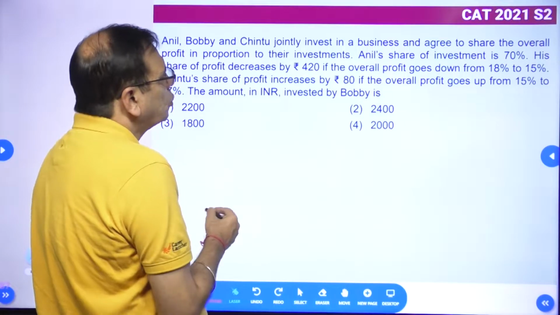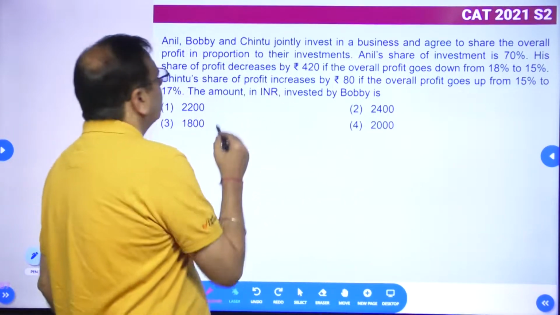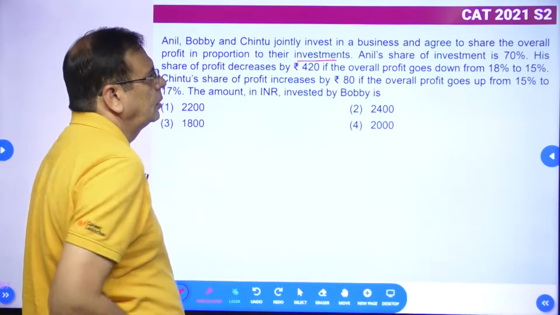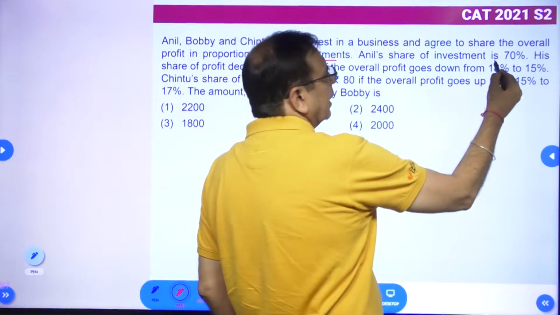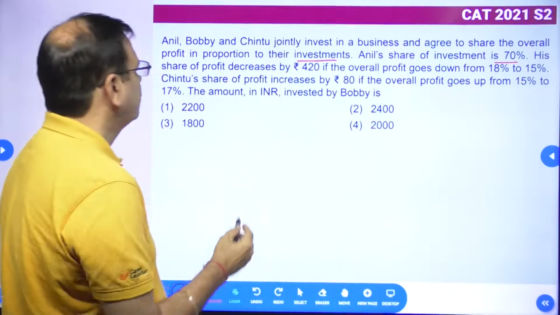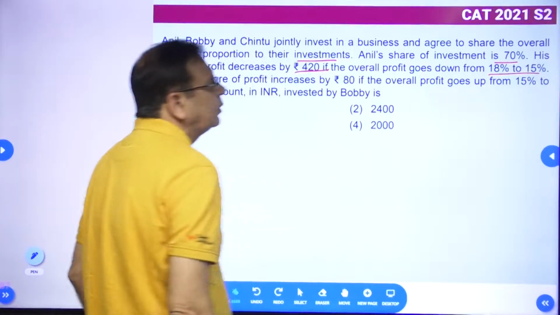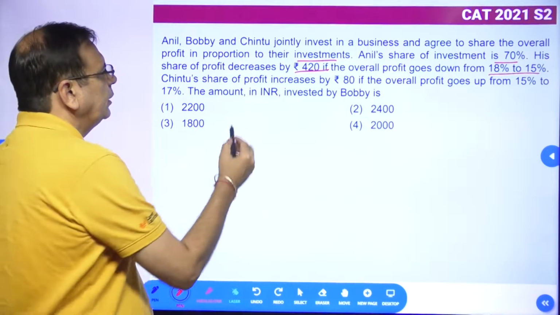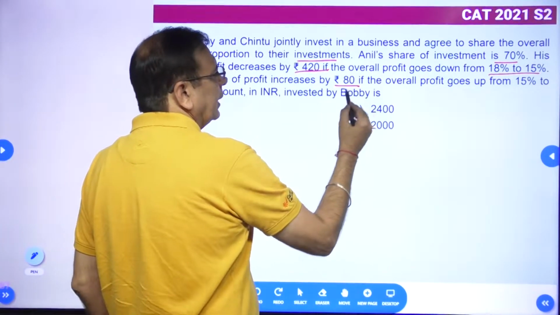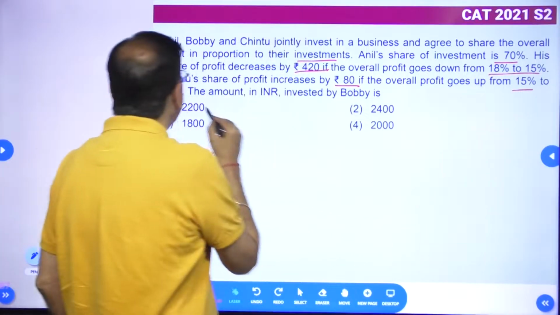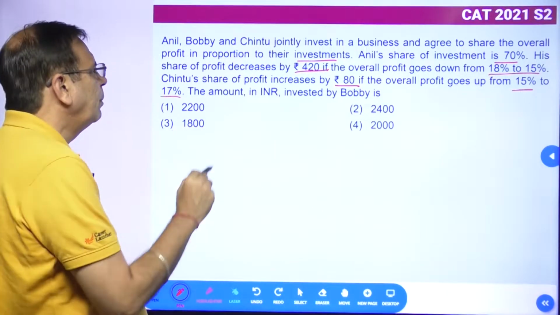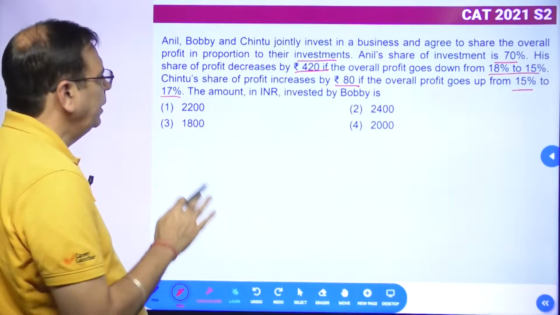Anil, Bobby and Chintu jointly invest in a business and agreed to share the profit in proportion to their investments. Anil's share of investment is 70%. His share in profit decreases by 420 rupees if the overall profit goes down from 18 to 15%. Chintu's share of profit increases by 80% if the overall profit goes up from 15 to 17%. The amount in Indian rupees invested by Bobby is which of these?